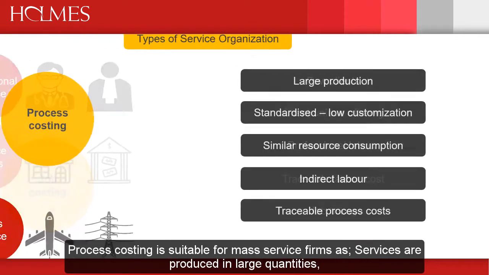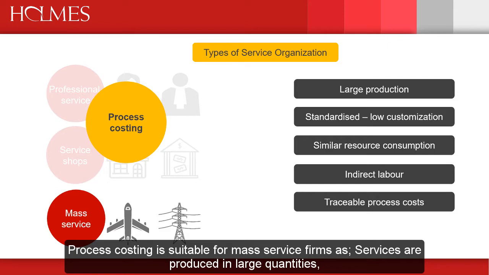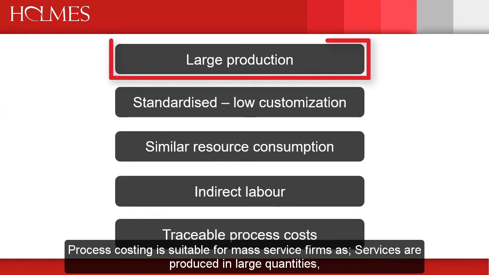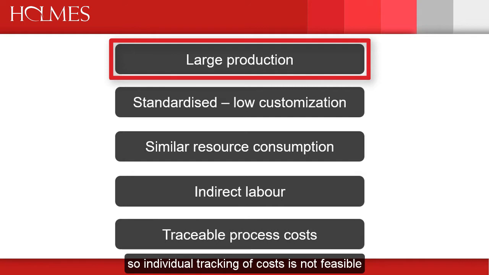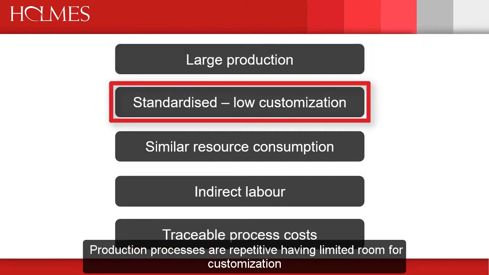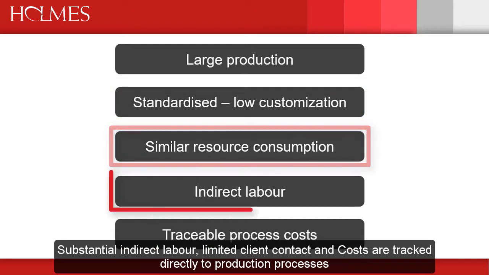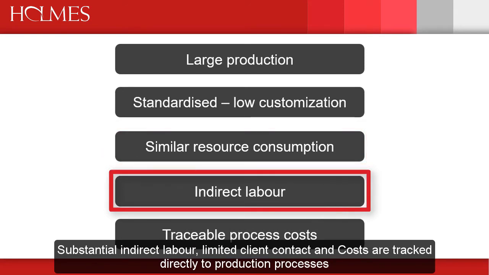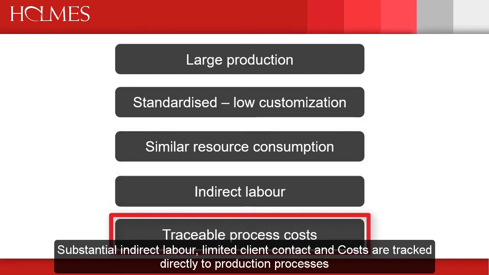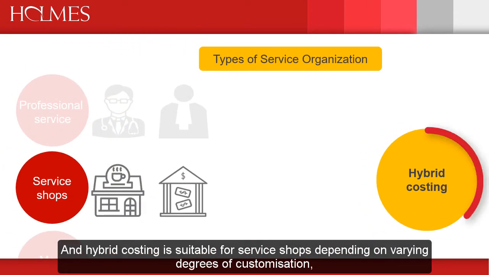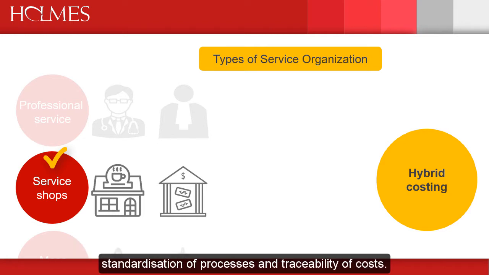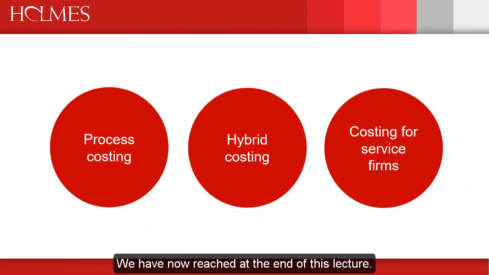Now, process costing is suitable for mass service firms as services are produced in large quantities, so individual tracking of costs is not feasible. Also, production processes are repetitive, having limited room for customization. Different services consume similar resources, substantial indirect labour, limited client contact, and costs are tracked directly to production processes. And hybrid costing is suitable for service shops depending on varying degrees of customization, standardization of processes, and traceability of costs.